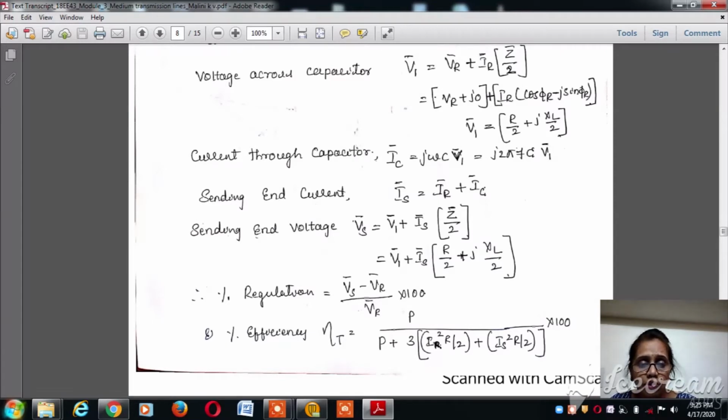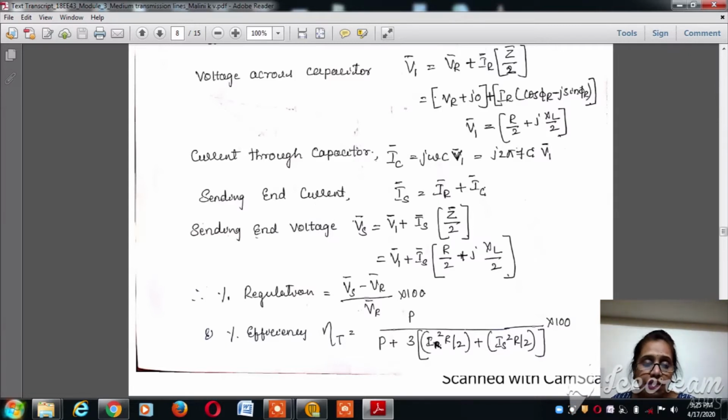Percentage efficiency is nothing but efficiency is equal to P divided by P plus 3 into I square R divided by 2 plus Is square R divided by 2, into 100. This is IR square R divided by 2 plus Is square R divided by 2 into 100. Because we know that the efficiency is nothing but equal to power delivered per phase divided by power sent per phase plus 3 times the losses.